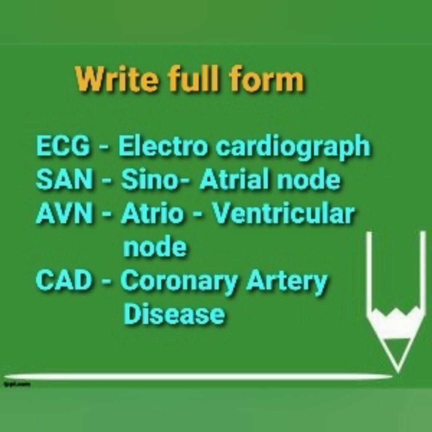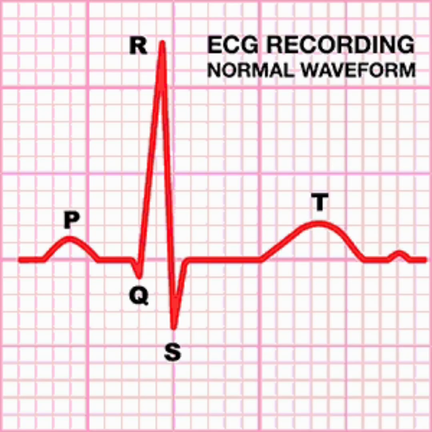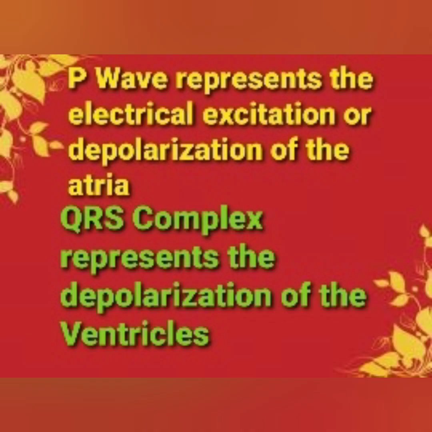Write full form of ECG, electrocardiograph, SAN, sinoatrial node, AVN is atrioventricular node and CAD is coronary artery disease. Now observe the graph and answer the following. First question will be identify the graph. The answer you should write as ECG. Next question will be identify the different waves. P wave, QRS wave and T wave.